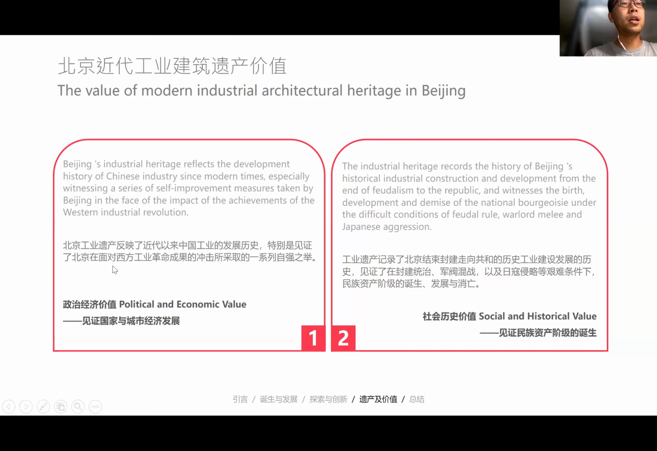In terms of the social history value, the industrial buildings record the history of the development of industrial construction in Beijing's history and moving towards the republic, and bear witness to the birth, development, and national redevelopment under the difficult conditions of war and the Japanese war.